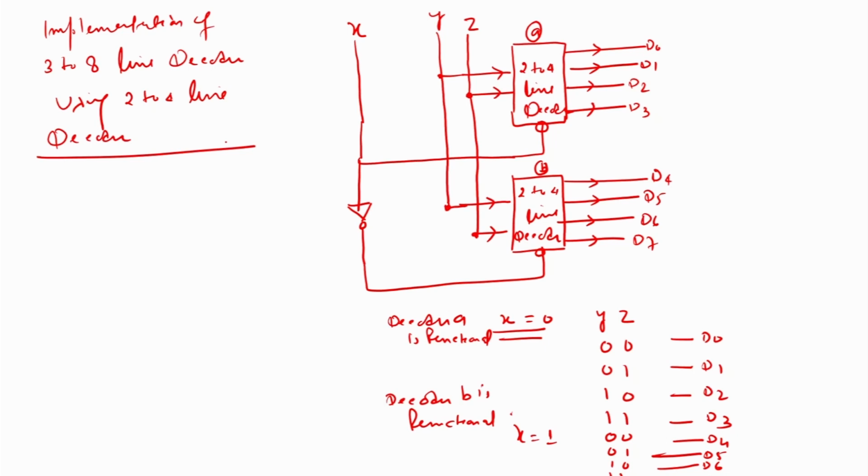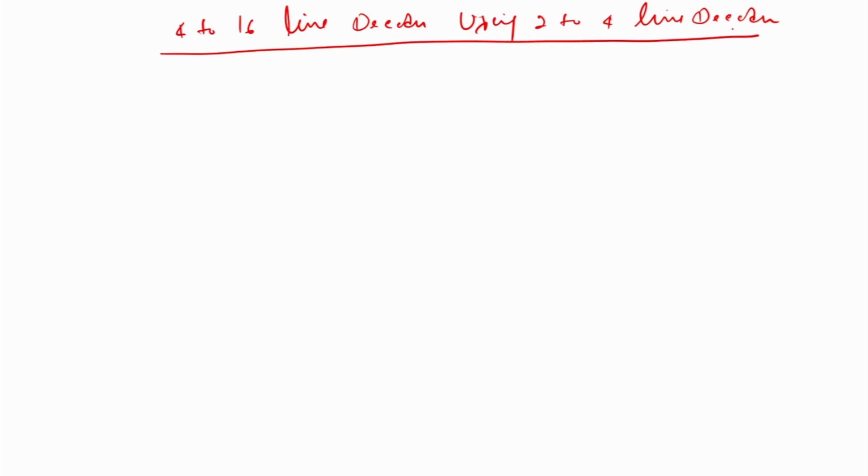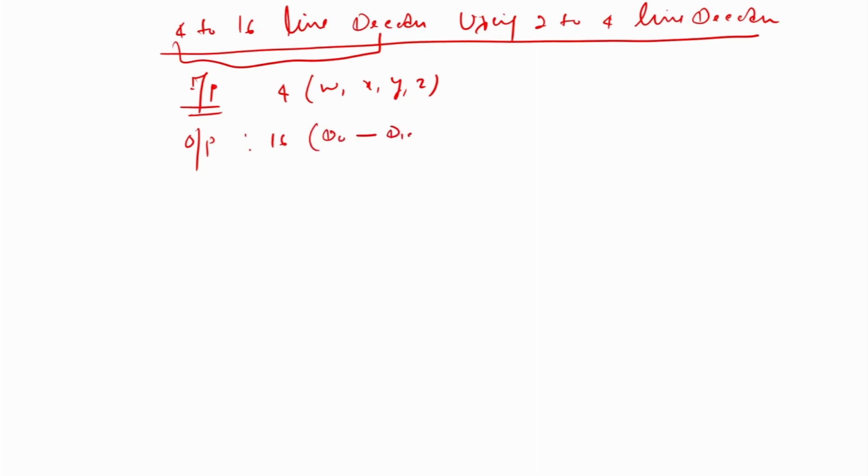Now, the question is how we simply implement a 4 to 16 line decoder using 2 to 4 line decoder. Here how many inputs are there? In case of a 4 to 16 line decoder, inputs are 4 named as W, X, Y and Z. What are the outputs? Outputs are 16 that are named as D0 to D15.